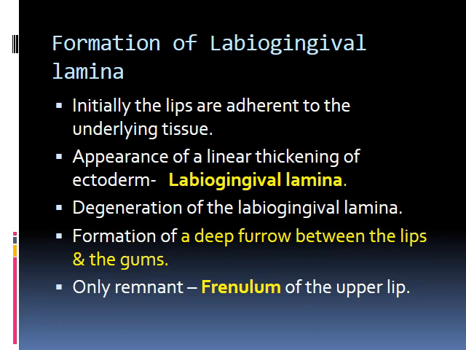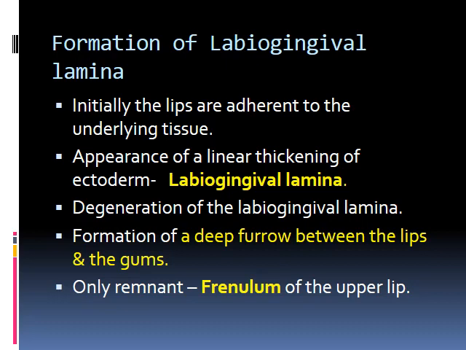It is observed that initially the lips remain adherent to the underlying tissue. Now to separate the lips from the underlying tissue, there occurs local thickening of the ectoderm, and this locally thickened ectoderm is called the labiogingival lamina. After its formation, there occurs degeneration of the labiogingival lamina. Degeneration of the labiogingival lamina leads to the formation of a deep furrow between the lips and the gums.